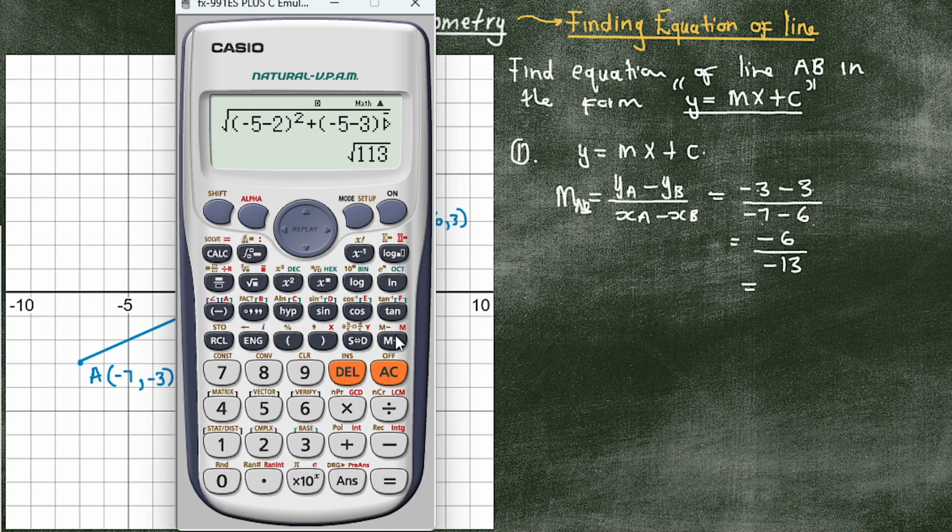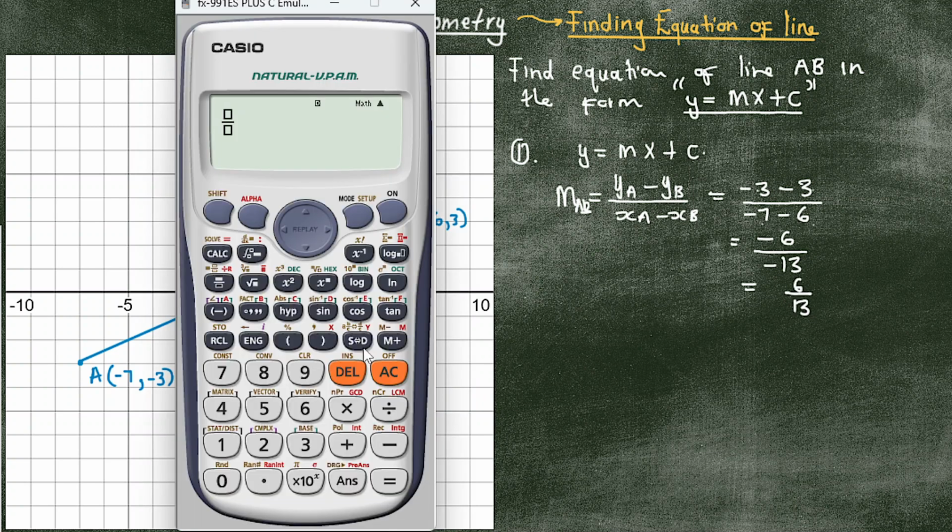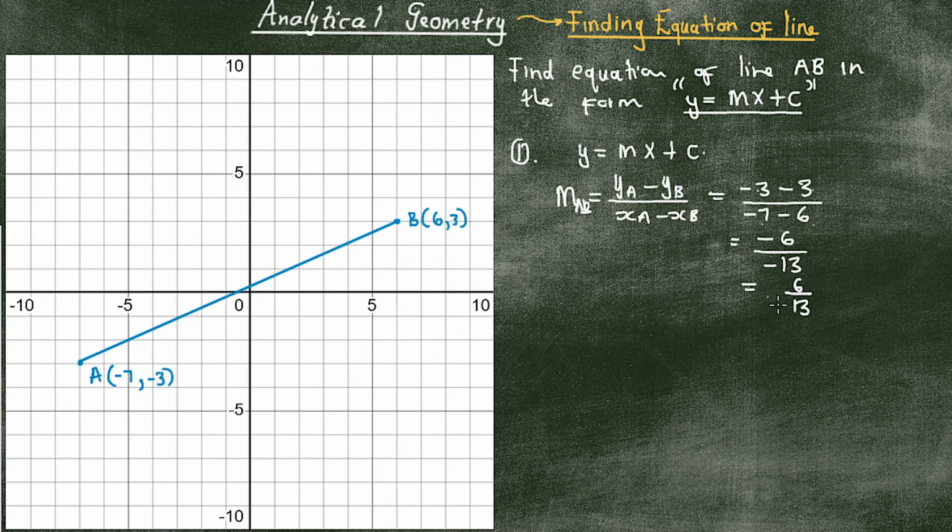Let me check. So the answer should be 6 over 13 as the final answer. So minus 3 over negative 7, yes, it should be 6 over 13. So this is our final answer for the gradient, of course.